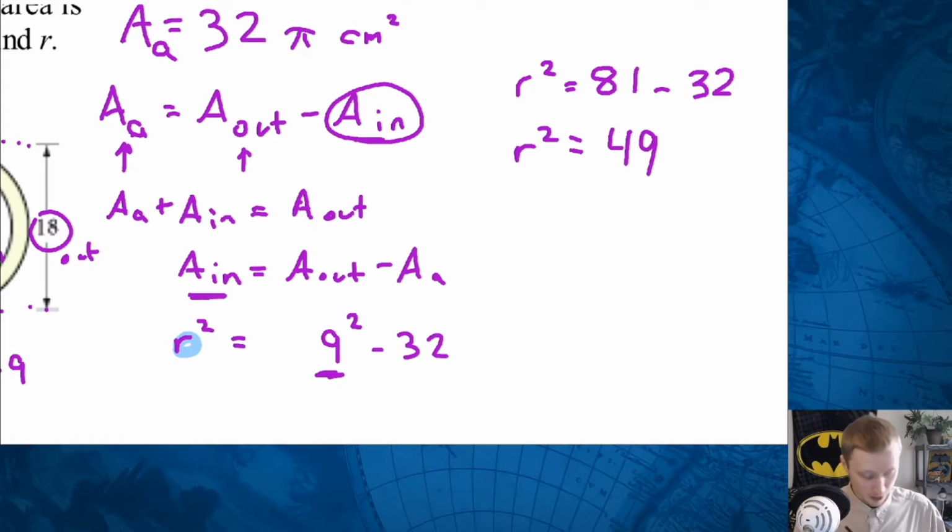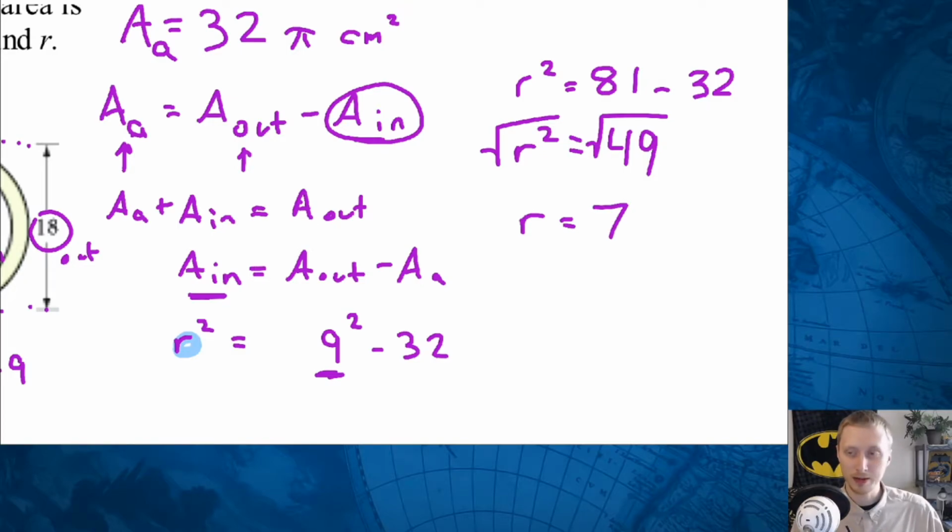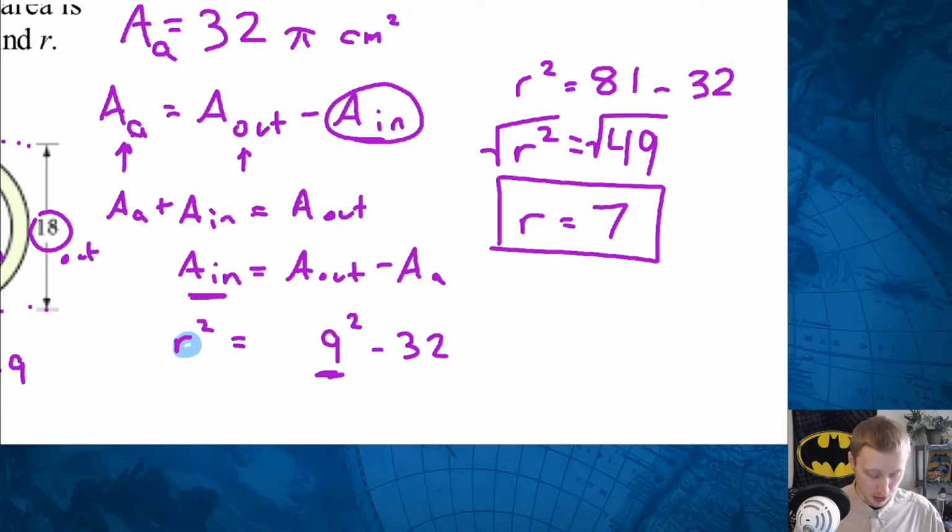So now we don't want r squared. We want just r. So to get just r, I must undo squaring, the opposite of which is square root. So we're going to square root both sides. Square root of 49. 6 squared is 36. 7. Square root of 49 is 7. 7 times 7 is 49. So then the inner radius must be 7.